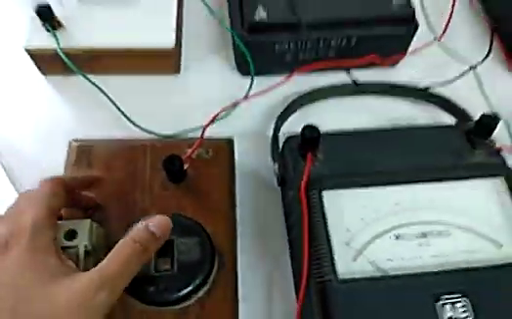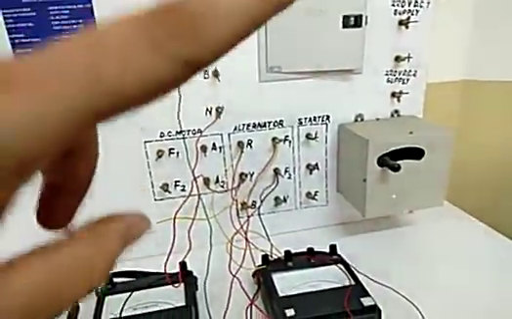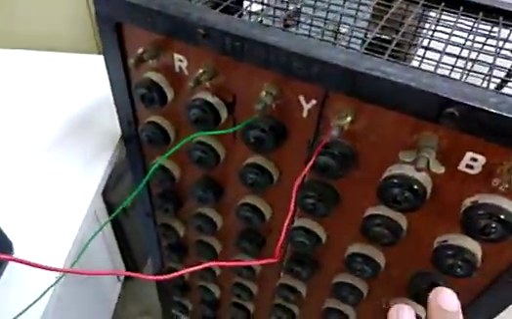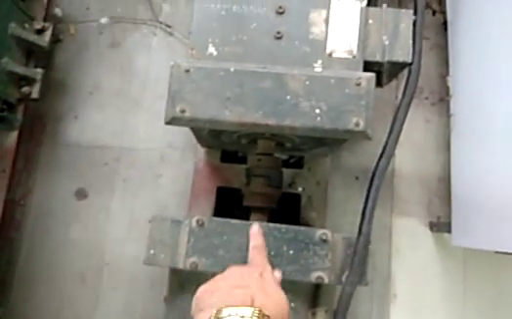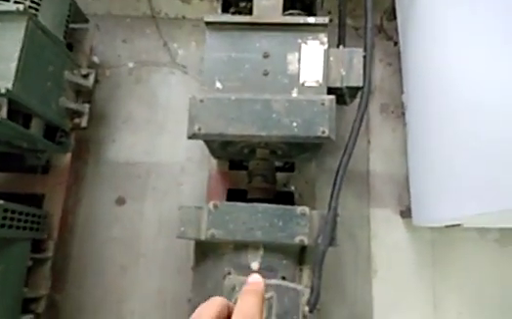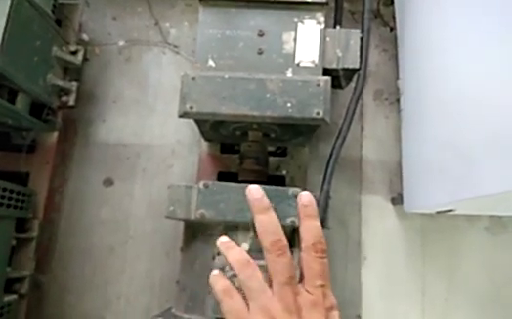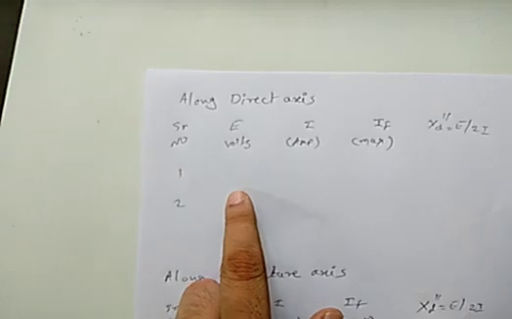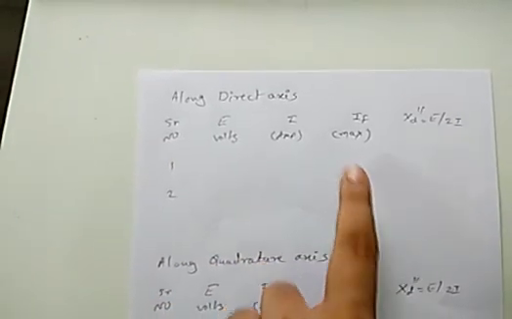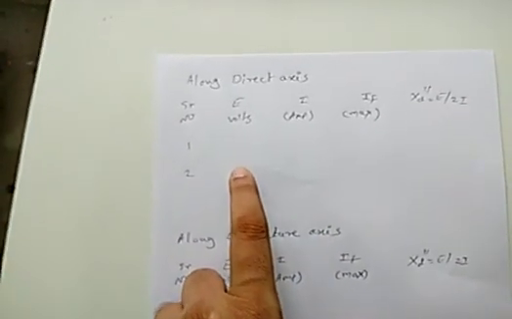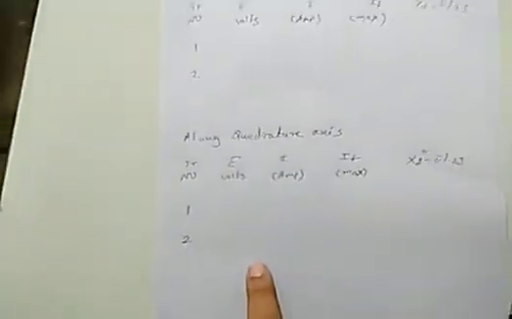Now the procedure is: I will switch on the supply, then we have to switch on the load. This is the alternator. We have to rotate the shaft of the alternator so as to locate the direct axis and quadrature axis positions. This is the observation table. Along the direct axis we have to measure the value of voltage, armature current and field current, with two readings for two different load conditions. Similarly along the quadrature axis.